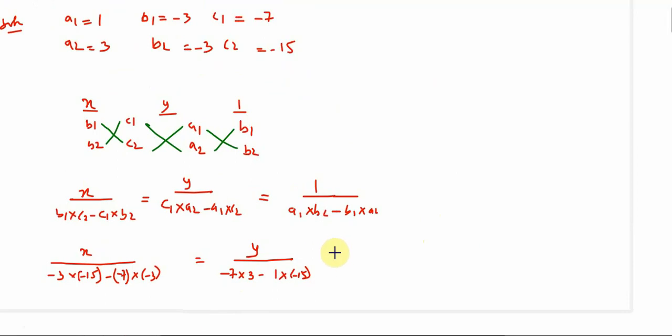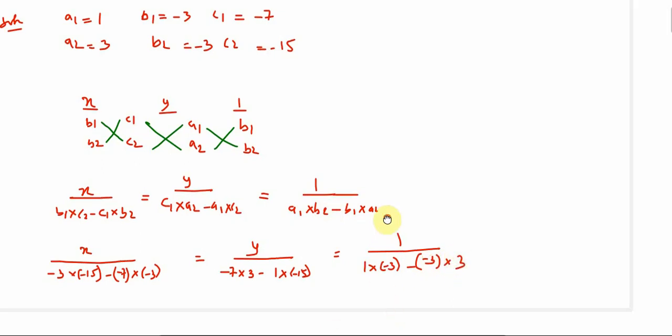So now we have for 1, so 1 is for constant term, so a1, where is a1? A1 is 1, b2, this is b2, so b2 is equal to minus 3, b1 is equal to minus 3 again, and then a2 is equal to 3. Now let's multiply this one.